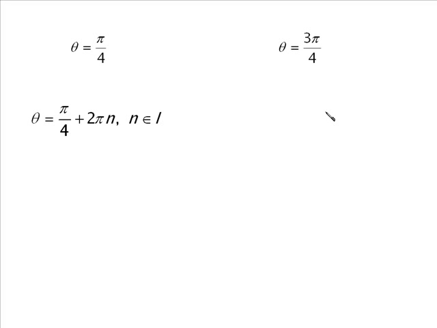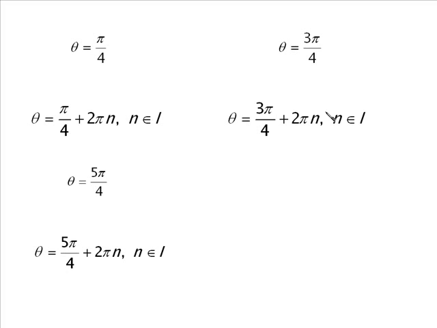And then do the same thing for 3 pi over 4. This would be 3 pi over 4 plus 2 pi n. N is an element of the set of integers. This will also be true for 5 pi over 4, where we get plus 2 pi n, n is an integer. It would also be true for 7 pi over 4. So we have these 4 distinct answers.